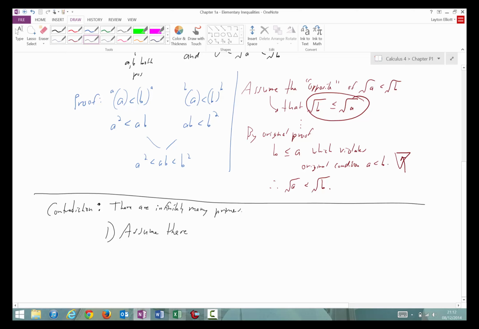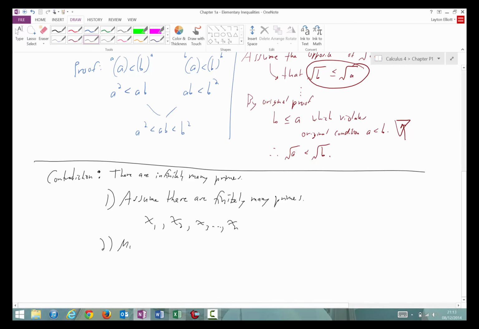Assume there are finitely many primes. Assume that there's a finite number of primes. And we're going to actually label those primes: x1, x2, x3, all the way to some xn. Step 2. We're going to multiply those primes together: x1 times x2 times x3 all the way to xn, and we're going to call that product m.